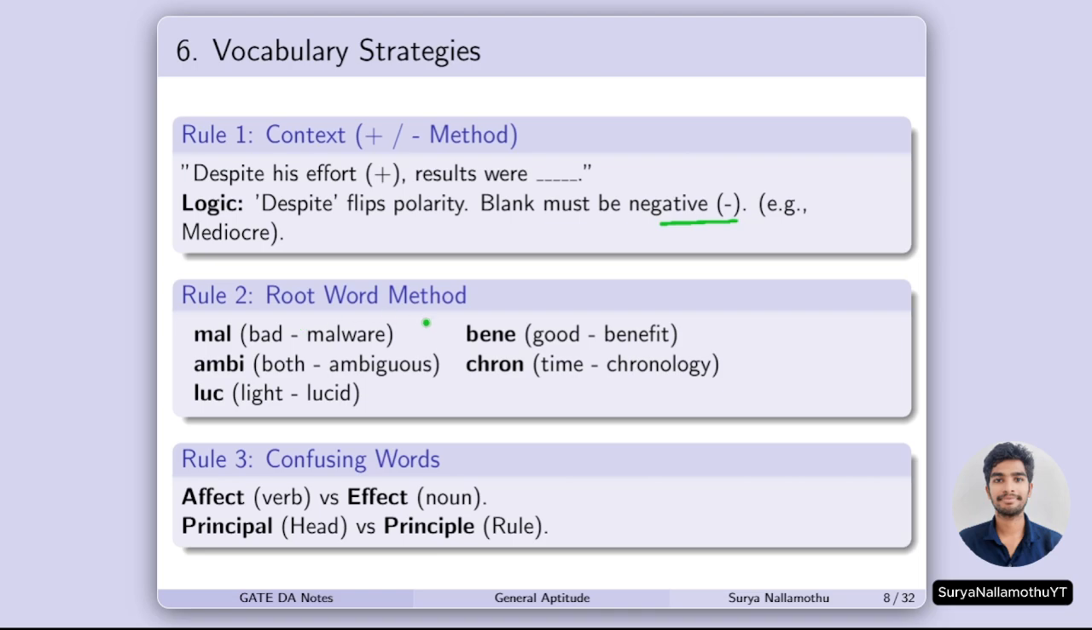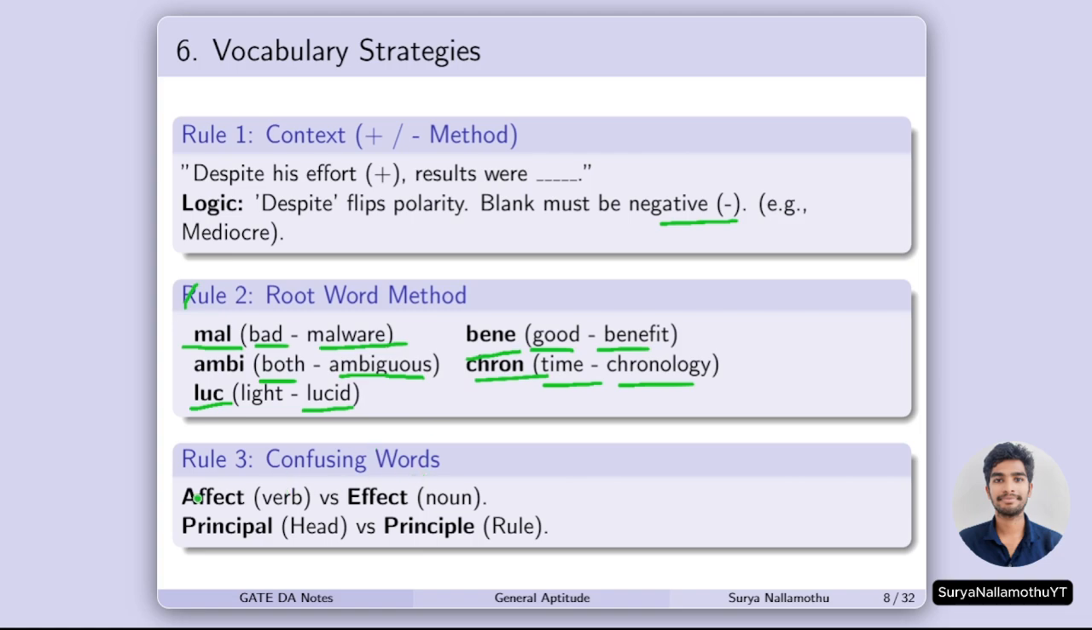And rule 2 is the root word method. For example, mal. Mal is in malware. Malware is nothing but a bad thing. So you need to remember these rules. Ambi is in ambiguous. Ambiguous means both. And luc, look, means lucid or light. Beni is in benefit. It means good. And chrono is in chronology. Chronology is nothing but time. So you need to remember these things.